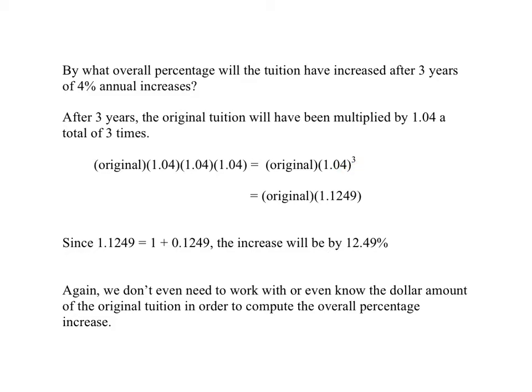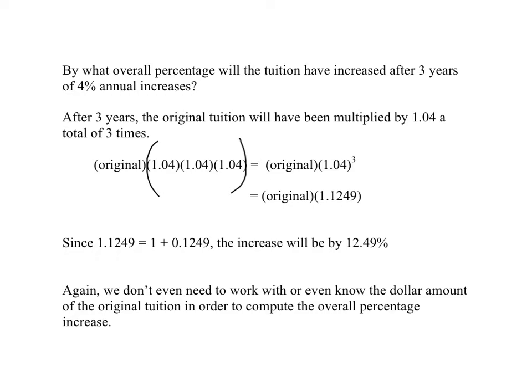In other words, we can take all 3 of these 1.04s, multiply them together first, and then multiply by the original tuition. That's the meaning of this 1.04 to the third power. If you go and ask your calculator how much is 1.04 to the third power, it will tell you 1.1249.